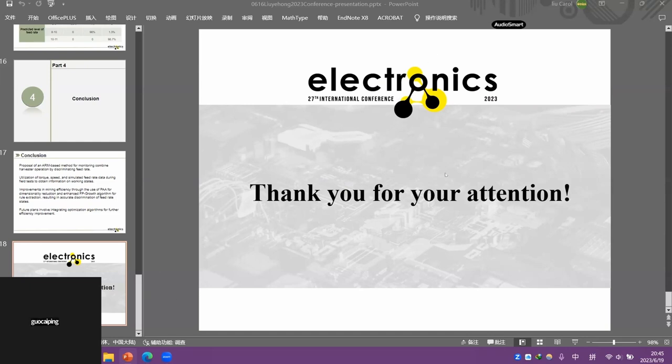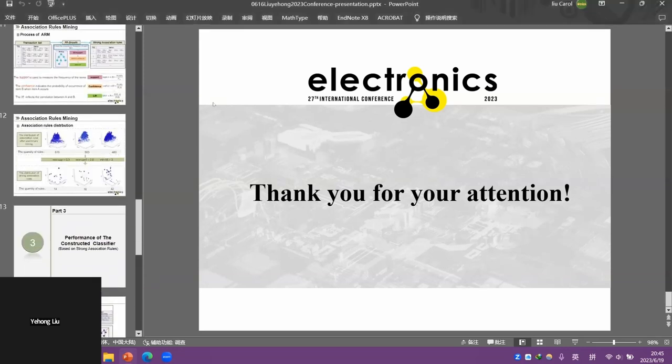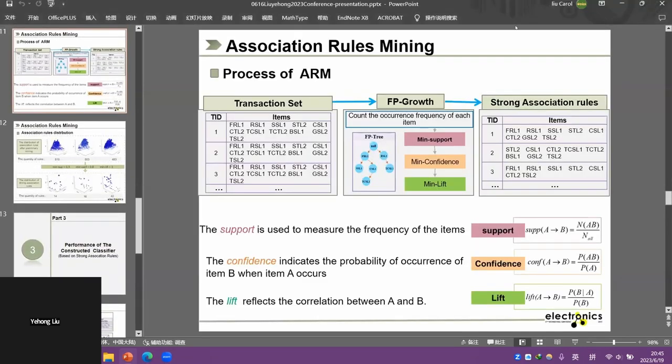What are the support, confidence and lift? The support is like this. I want to tell you like this. Maybe you can see this slide. The support is used to measure the frequency of items. Confidence indicates the probability of occurrence of item B when item A occurs, which can be regarded as a conditional probability.